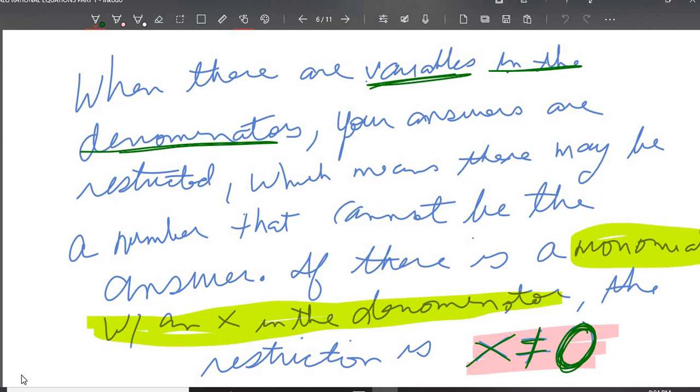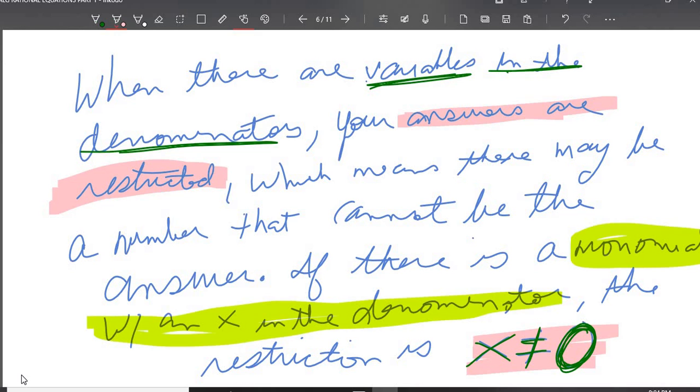Now, we're going to be doing some that have x's in the denominators. Now, these are a little bit different. I mean, they don't work any different. They just, when we've got x's in the denominator, we have what we call restrictions on x. Restrictions. Answers are restricted based on an x being in the denominator.